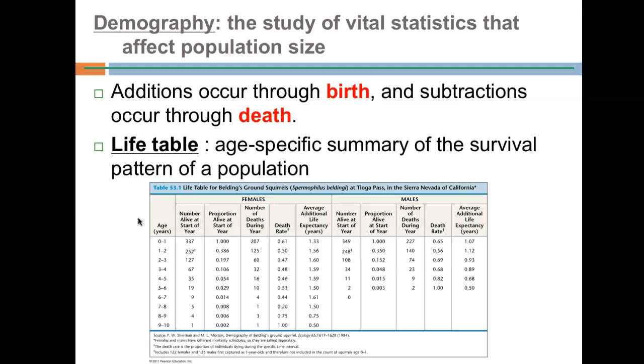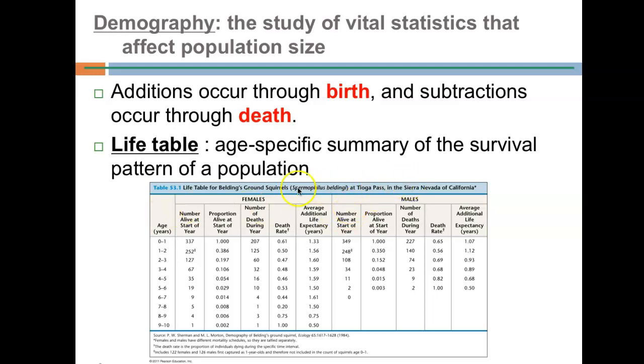Demographics is what we're going to talk about a lot today, which is the study of the statistics that affect population size. And additions are going to occur through birth, and subtractions are going to occur through death. That's the first thing that's going to be looked at: birth minus death over a certain population size is going to give you either a growth or a decline rate. What you can also do with that information is construct a life table.